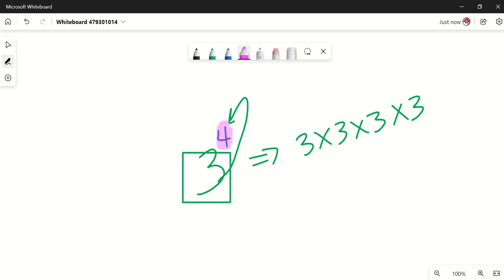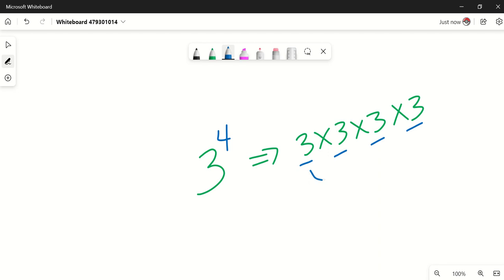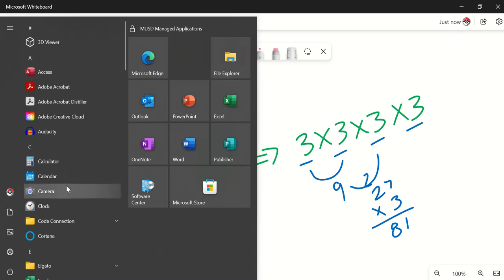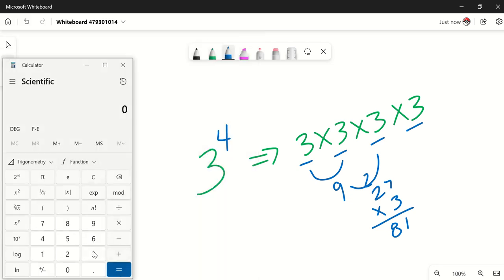So 3 to the power of 4 is how we would say this. It means 3 times itself 4 times. 1, 2, 3, 4. 3 times 3 would be 9. 9 times 3 would be 27, times 3 again would be 81. And if we look on our calculator, we can actually put 3, and then this little button here with the X and the Y tells us it's going to be 3 to the power of 4, and we can click equals, and it'll give us 81. And so our answer is correct.